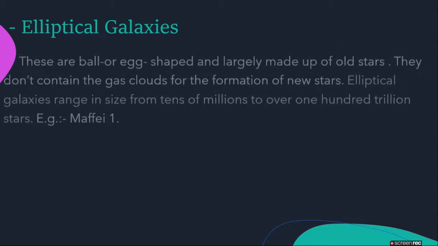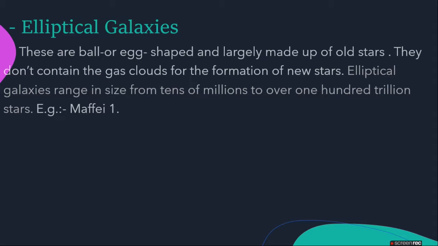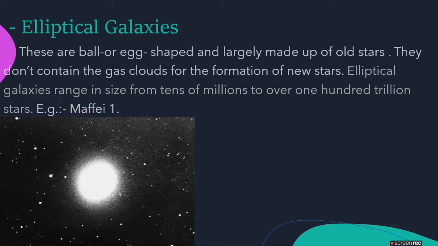Elliptical galaxies. These are ball or egg-shaped galaxies and are largely made of old stars. They don't contain the gas clouds for the formation of new stars. Elliptical galaxies range in size from tens of millions to over 100 trillion stars. Example, the Maffei 1.